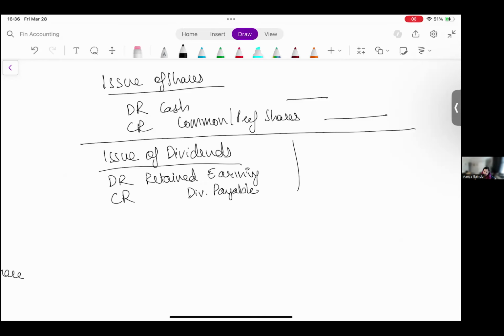And after some time, when you're paying off the amount, you'll then debit dividends payable. And at that point, you'll credit cash for the same amount.